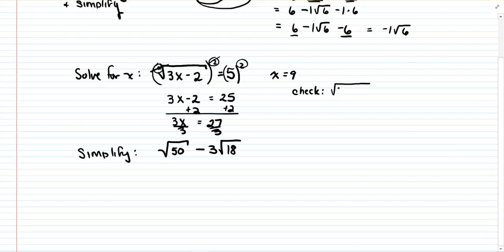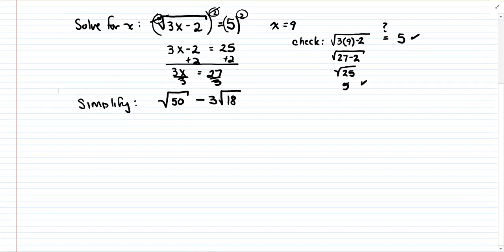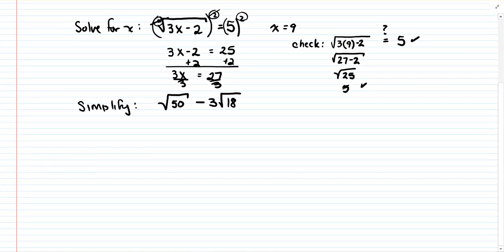So we're plugging in the 3 times the 9. The 9's what's getting plugged in here for x, minus 2. That's supposed to equal 5. So that's what we're checking. Square root of 27 minus 2 is the square root of 25. And the square root of 25 does equal 5. Okay, so we got the square root of 25 was 5, and it equaled the right-hand side.